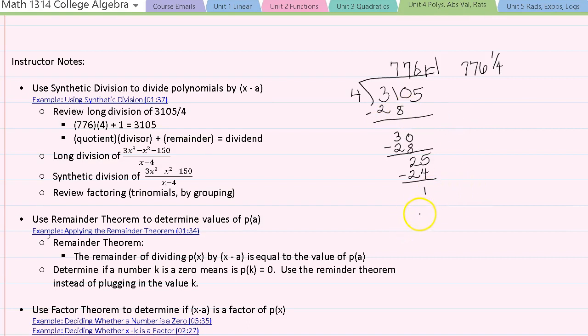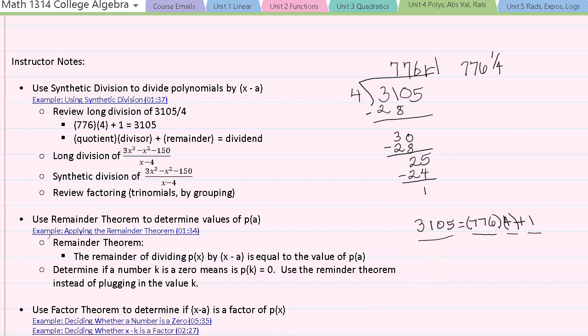Notice that we can write 3,105 as a multiplication of 776 times 4 plus 1, which is our remainder, in this format: 776 times parentheses of 4 plus 1, which is equal to 3,105. This format is the quotient, the 776, times the divisor, which is 4, plus the remainder, which is 1, which equals our dividend, which was the 3,105.